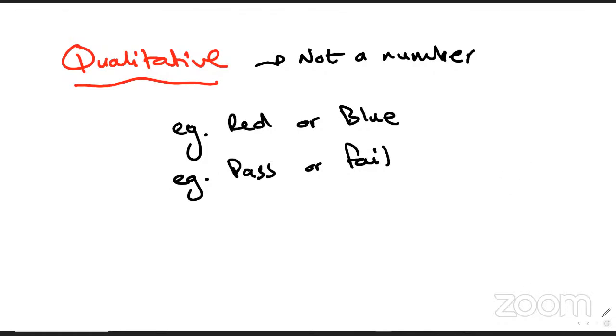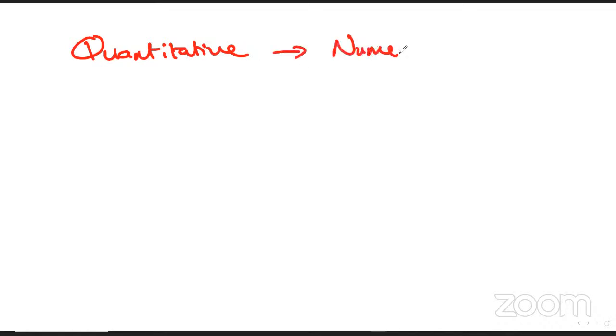That's qualitative. Let's look at the next one. The next one is quantitative. In terms of pronouncing this, quantitative. I'm going to say quantitative data. Now, this is numerical. What does numerical mean? Numerical means it has a number in it. It means that you can supply some kind of number to it.